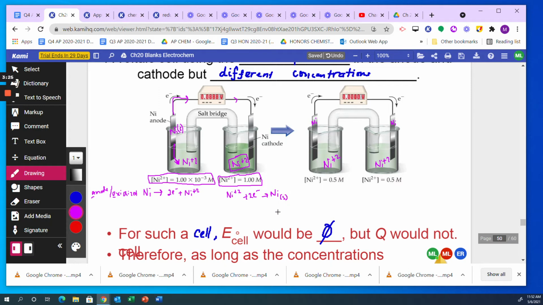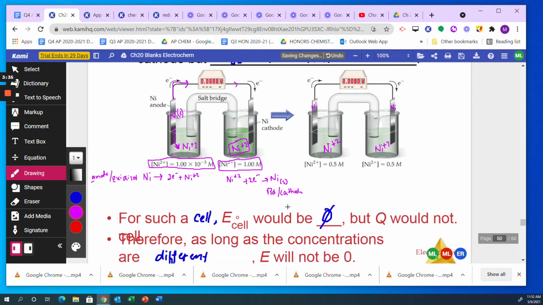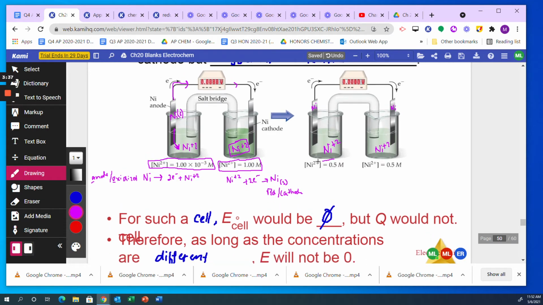Here, the nickel plus 2 is the reactant, taking in 2 electrons as it becomes nickel solid. This is reduction, and this happens at the cathode. So for this cell right here, if you have 0.5 and 0.5 molar, your voltage is going to be 0 as shown here.